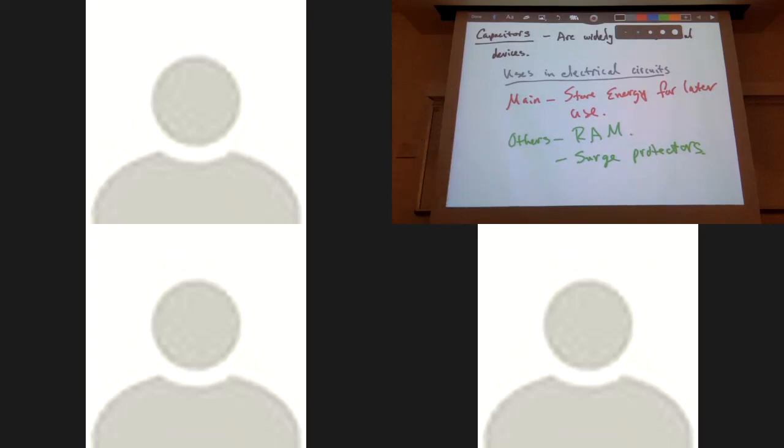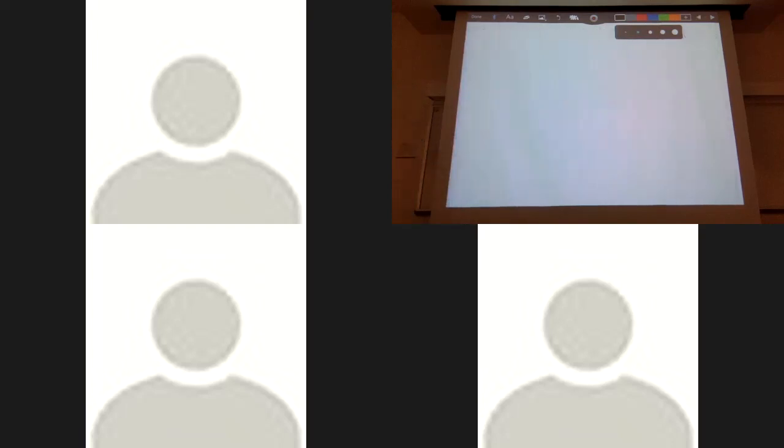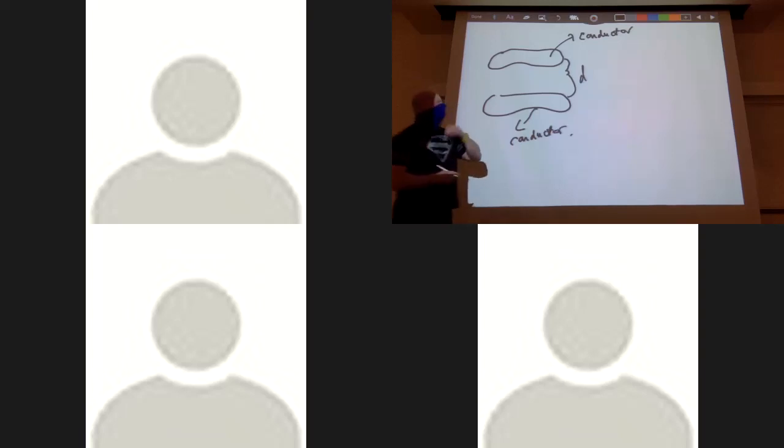So what is a capacitor? A capacitor is typically two conductors. Here's one conductor and a second conductor, which are separated by some spatial distance d. This is a conductor. This is also a conductor. These are going to be separated by some spatial distance d.